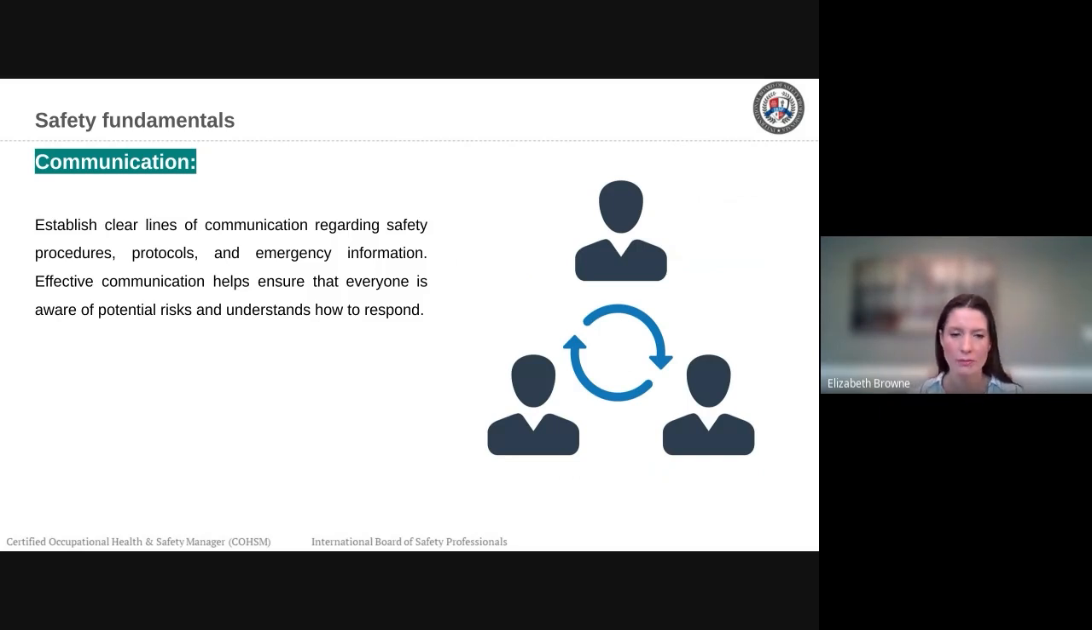We must also have effective communication channels between our workers and our managers. So again, having a psychologically safe environment where a worker does not fear reporting hazards, reporting concerns, or an accident to their managers is also another important element of the safety fundamental of communication.